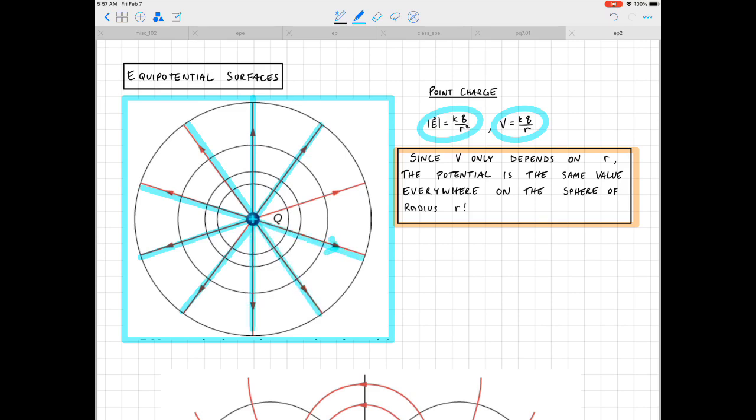And then I'll draw one arrow. So that's what the electric field lines look like. What did the equal potential lines look like?